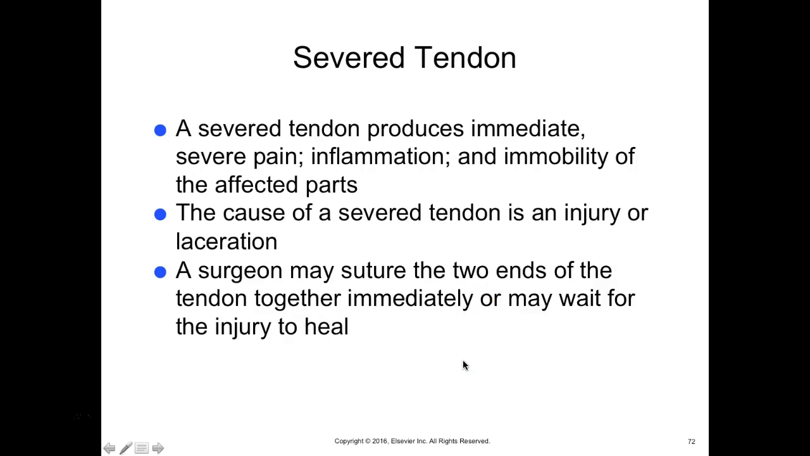Severed tendon. So a severed tendon produces immediate severe pain. It's not something that somebody wouldn't know they had. They'd have inflammation and immobility of the affected part. So remember, tendons attach muscle to bone. So the cause of a severed tendon is an injury or laceration, and the surgeon may suture the two ends of the tendon together immediately or may wait for the injury to heal. So this would be some surgical intervention.